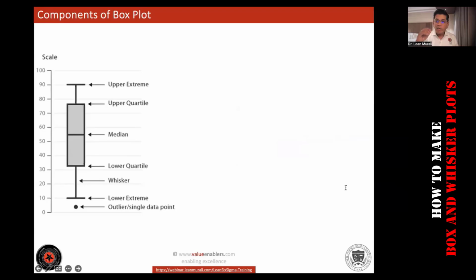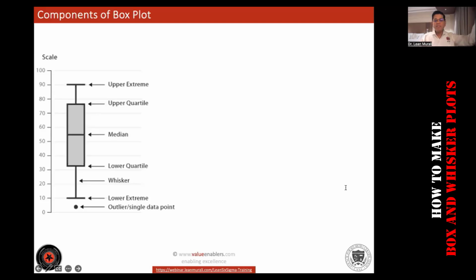The end of the box is LQ and UQ. All of you type LQ and UQ. LQ is lower quartile and UQ is upper quartile. And the center is the median. Super. And beyond LQ and UQ is called a whisker. All of you type W for whisker in the chat box.